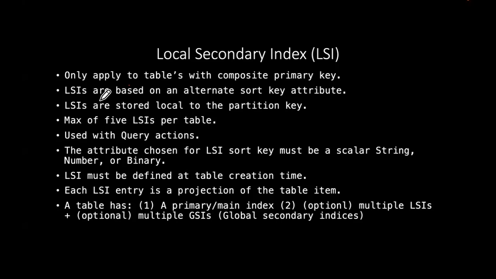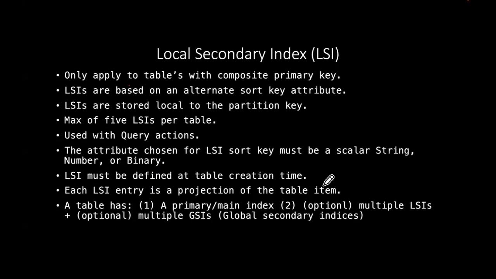I'm not sure if I said it in this slide or not, but you have to declare, I'm saying it here, the LSIs must be defined at table creation time. So once your table is created and there is some data in that table, you cannot add local secondary indexes subsequently, which makes sense because the full local secondary index is being constructed as you're adding items to the table. The attributes chosen, well, that's very obvious, I guess. Each LSI entry is a projection of the table item.